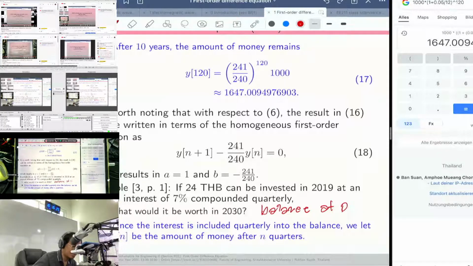There is not enough space. Balance on December 31, 2030. What is that?